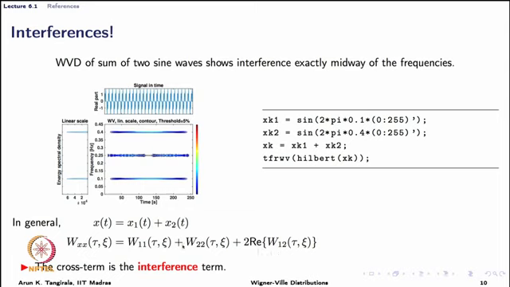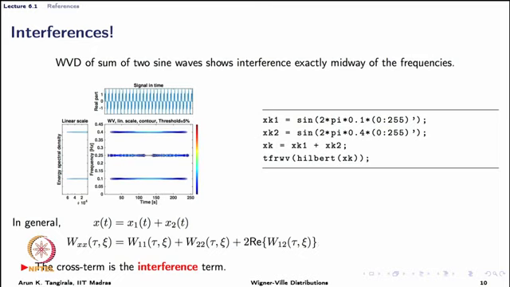Therefore, Wigner-Ville is always real, although I have not mentioned that early on. The Wigner-Ville is always real. It does not mean it is non-negative, but it is real valued. This term here, the third term, 2 times real part of W12, is the one that causes the interference.